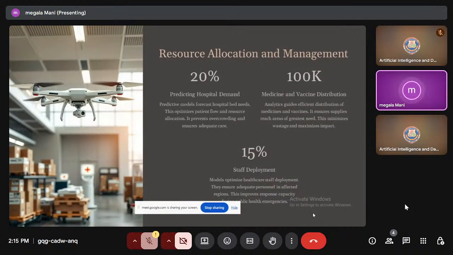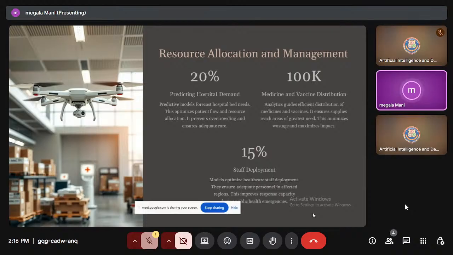And this is for resource allocation and management. We are randomly taking some data set. Based on the data, we can give 20% for predicting hospital demand. So you can produce hospital needs, that is beds and spaces, and allocate them for all the patients. So that is to ensure adequate care.